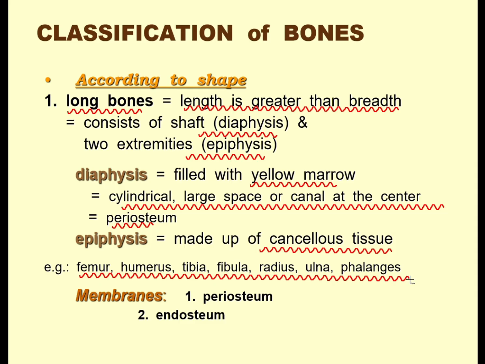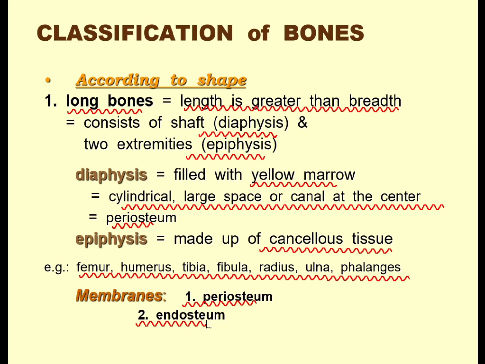Next is the membrane. Here there are two membranes: one is the periosteum and the second is the endosteum. So this is all about the classification according to shape.